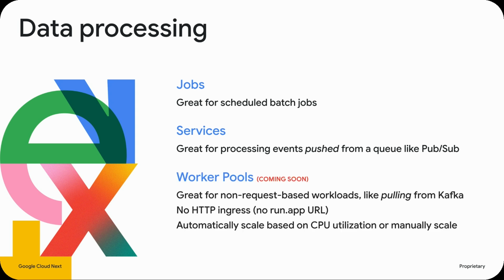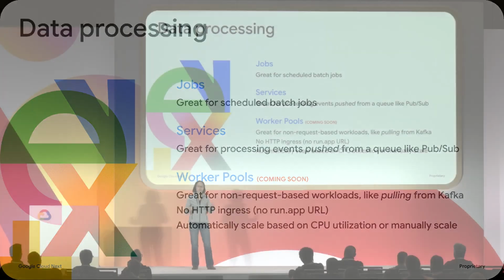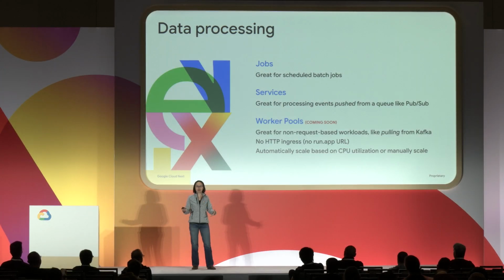For that use case, we'll be launching soon a new resource called Cloud Run Worker Pools. Worker pools are designed for non-request-based workloads like Kafka consumers. And unlike Cloud Run services, worker pools do not have HTTP ingress, no built-in run.app URL. No HTTP ingress means they do not scale based on HTTP traffic. Instead, worker pools can automatically scale based on CPU utilization, or you can manually scale them based on a custom signal like Kafka queue depth.